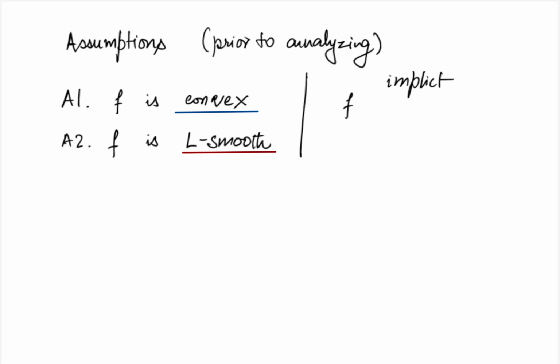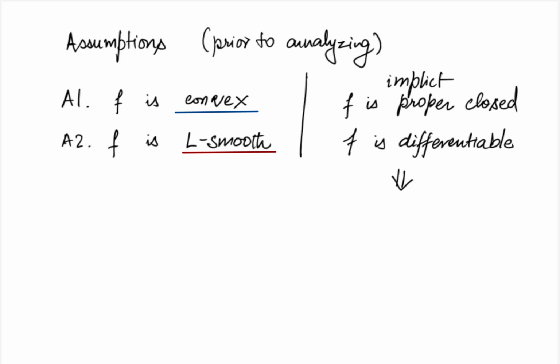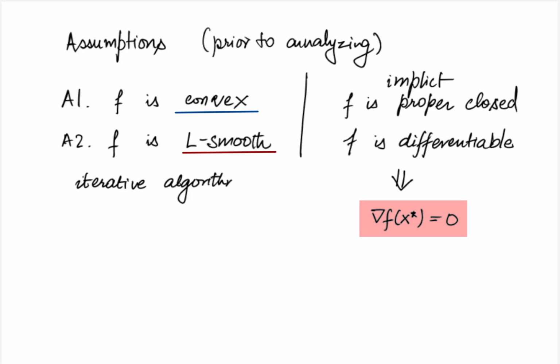There are some implicit assumptions as well. We have already said that we will always consider f to be proper closed. So we need not state that again and again. Whenever we are talking about an algorithm, you can assume that the function being minimized is proper closed. The smoothness assumption means that f is also differentiable. So the optimality condition for the unconstrained minimization problem is given by gradient of f of x star is equal to 0.